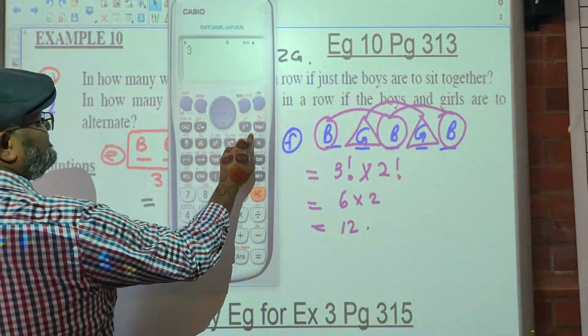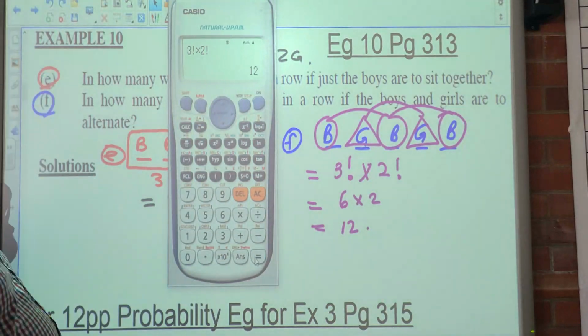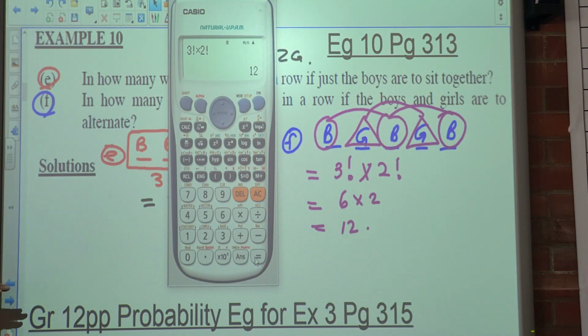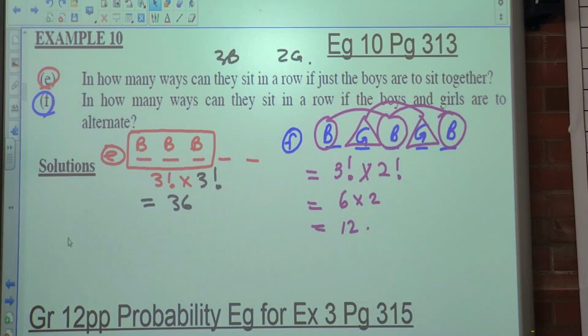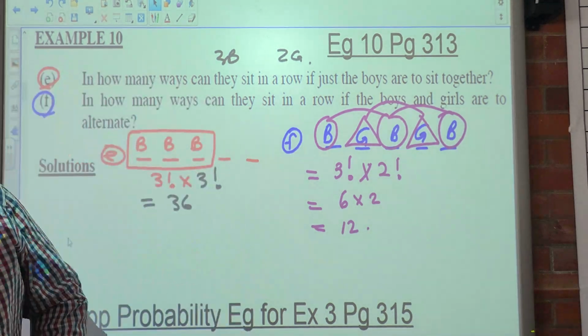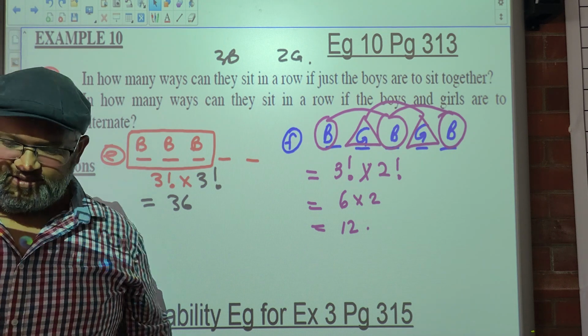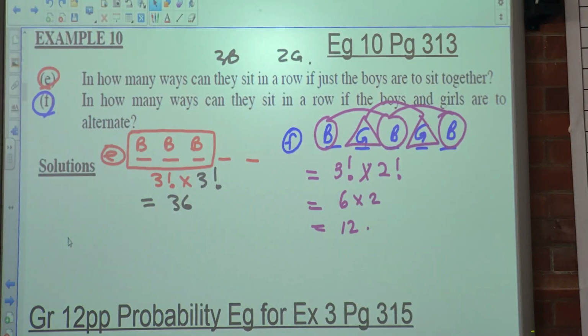People, you guys understand? Is there any confusion here? Any confusion? Okay. So with that, you should be able to do exercise 3 on page 315. Okay. It's very important for the lesson on Monday.